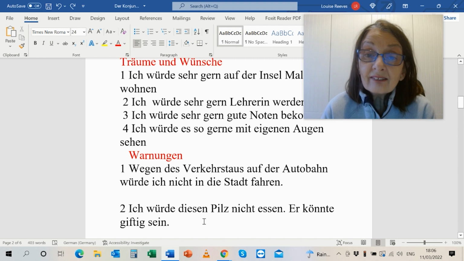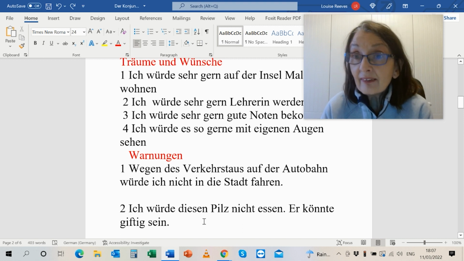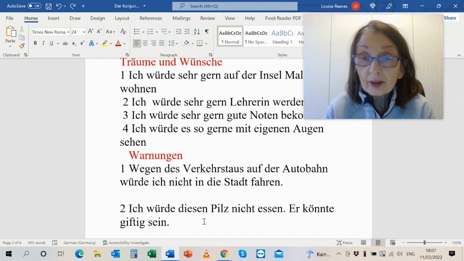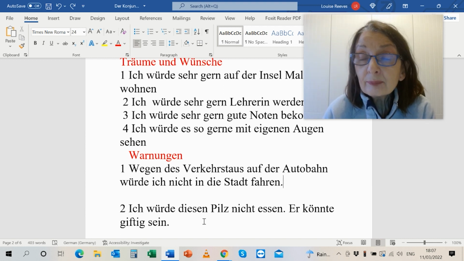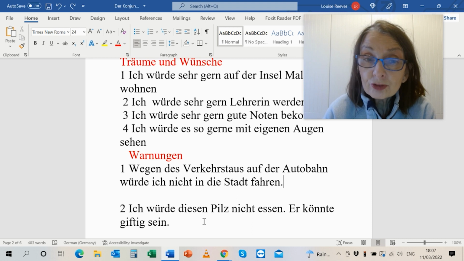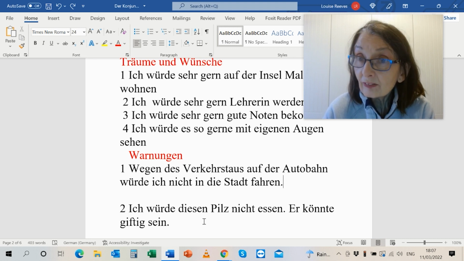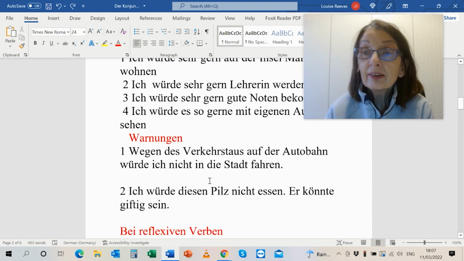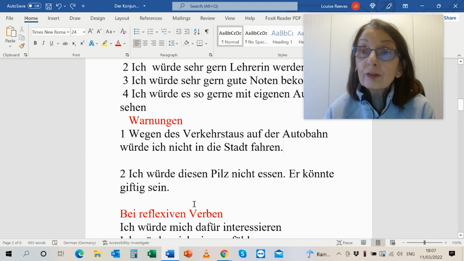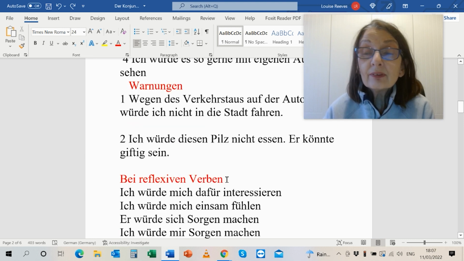Ich würde diesen Pilz nicht essen. I said that to my husband this morning because there were some mushrooms in the fridge. And I said to him, ich würde diesen Pilz nicht essen. I wouldn't eat this mushroom. Könnte giftig sein. It could be poisonous. Because you can't be careful enough with mushrooms. Those were two sentences that I used this morning. They're yours now.